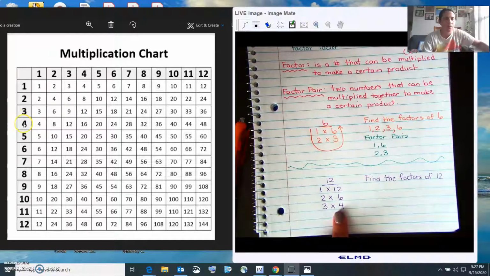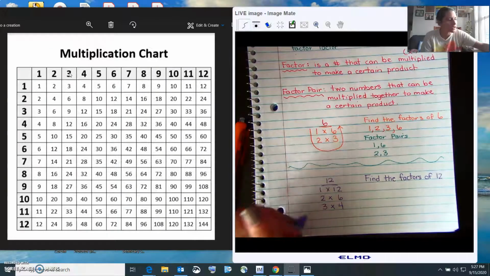So now let's go to 4. We have 4 times 3. But remember, once we hit the same number again, that means we're done because we already have our 3 and 4 here. Now, did I skip around or did I go in order? So it was, remember to go in order.